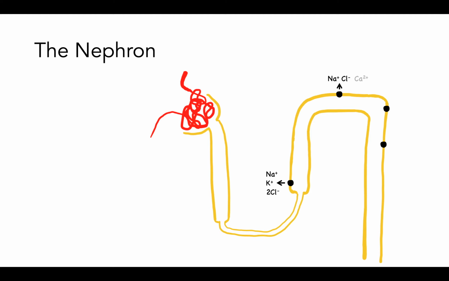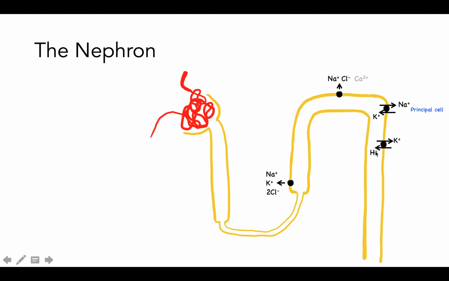Over here in the late distal convoluted tubule, or some sources say the collecting duct, this is where it gets interesting because sodium is being resorbed by these cells, but in order to balance out the charges, they are excreting potassium into the urine. The cells that perform this function are called principal cells, and it's under the control of the hormone aldosterone.